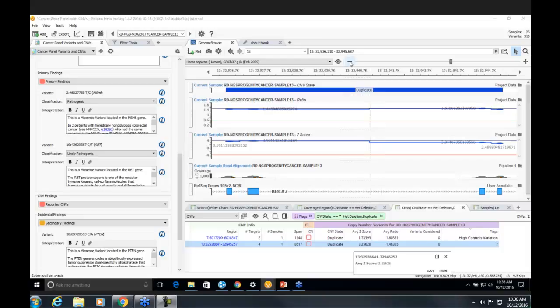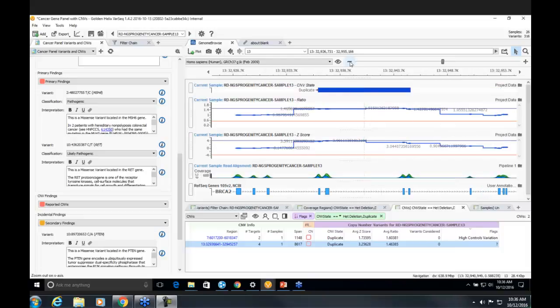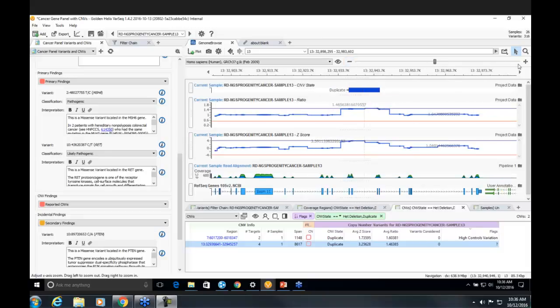Next, we can look at this other duplication in chromosome 13. This is a duplication in BRCA2. It spans 4 targets, that is, it spans 4 exons. And you'll notice that both the ratio and the z-score are quite high.